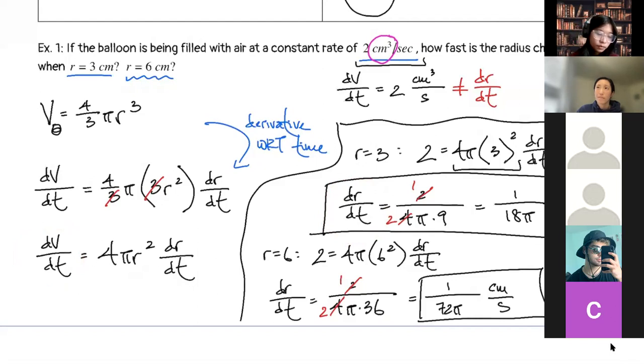Okay. So Eric, that is exactly right. This 1 over 18 pi is how fast the radius is changing when the radius is 3 and the volume is changing at 2 centimeters cubed per second. Now, Yithan, why 2? Because dv dt is 2. So if we're plugging numbers into the equation, we're going to fill in a number for dv dt and a number for r. The only thing we won't know is dr dt.